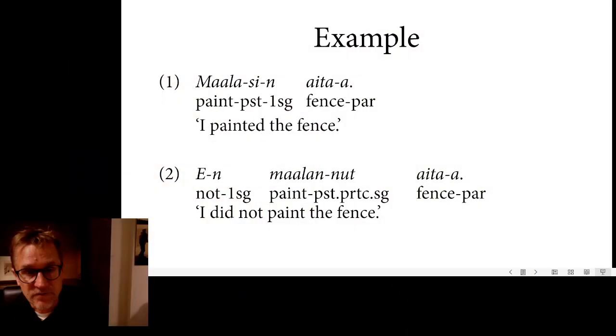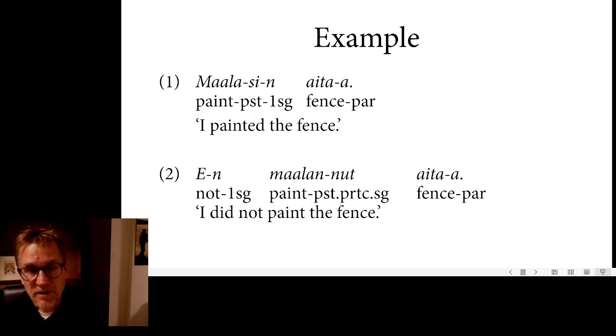The topic I picked here is subject-verb agreement between the subject pronoun and the finite verb. This is just to pick, basically at random, an example of how all this works. So here are a couple of Finnish examples first to show what we are talking about. There are 2 sentences, both of which are attested, grammatical, accepted sentences in Finnish. The first is maalasin aitaa, and the second is a negated sentence, en maalannut aitaa.